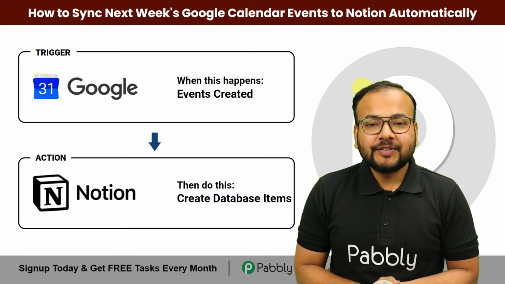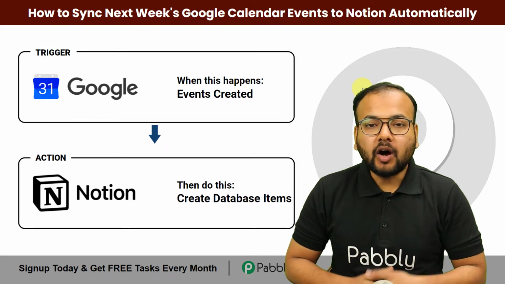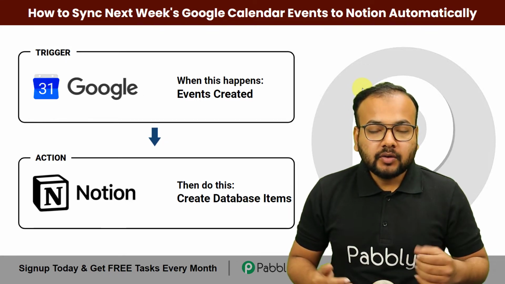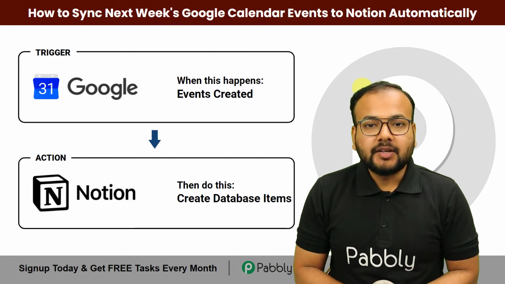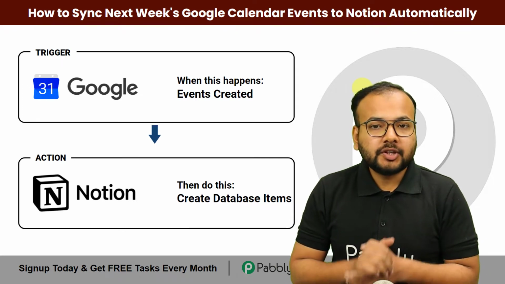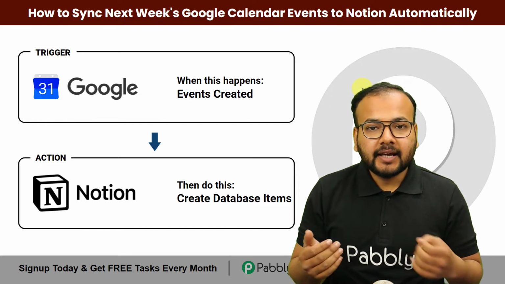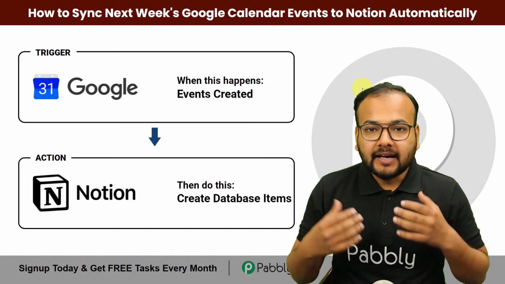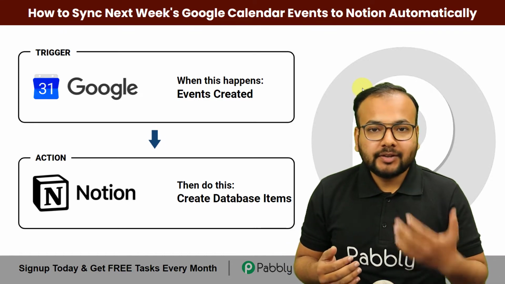Guys, in this video, you will learn how you can create items in Notion's database automatically according to the upcoming events that you have created in Google Calendar. So guys, Notion is a productivity tool in which you can create note takings and add tasks, and Google Calendar is a calendar in which you can see your upcoming events and schedule your work.